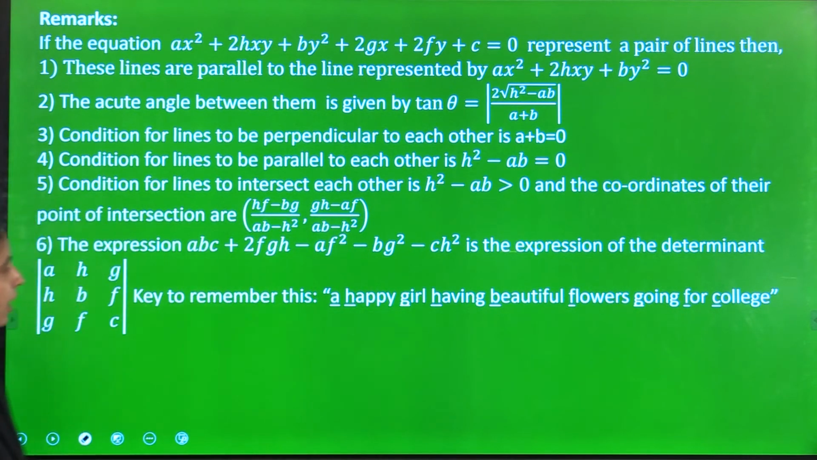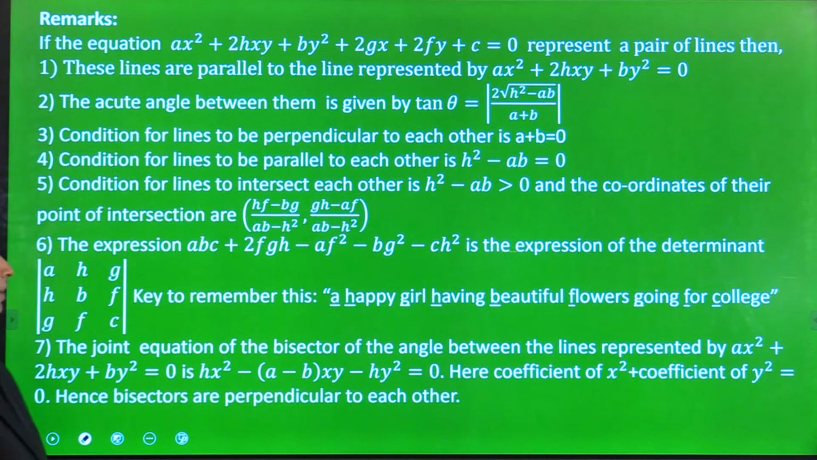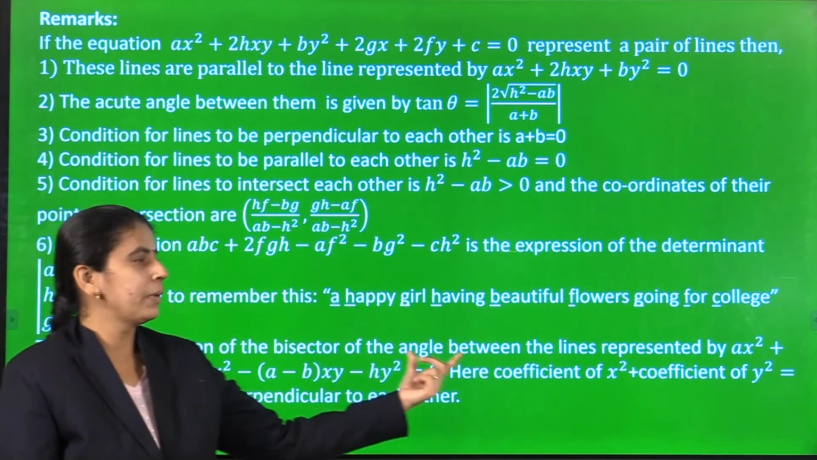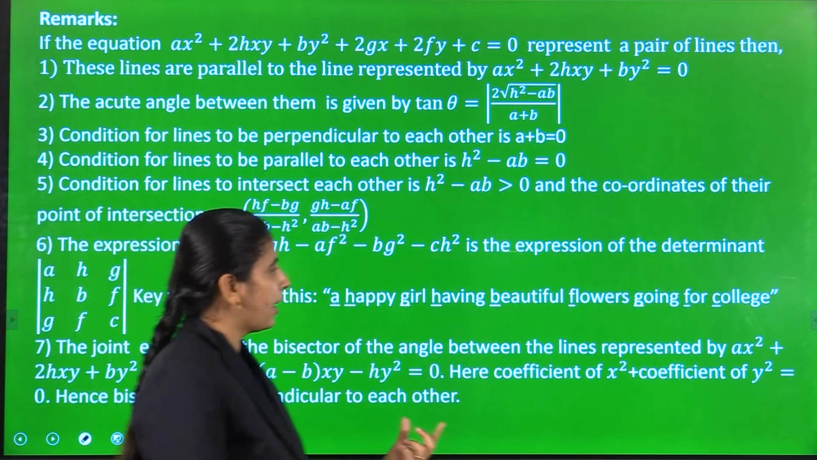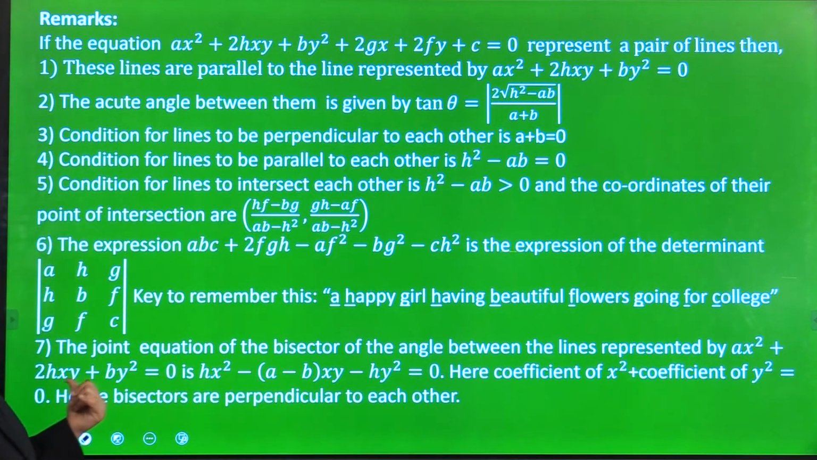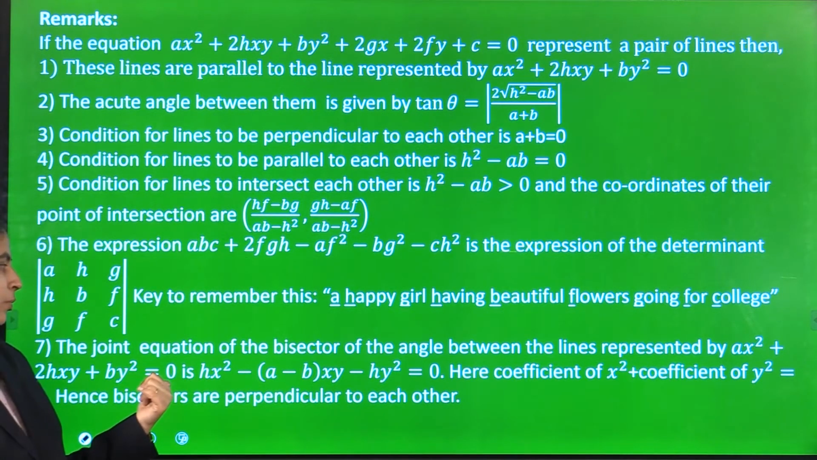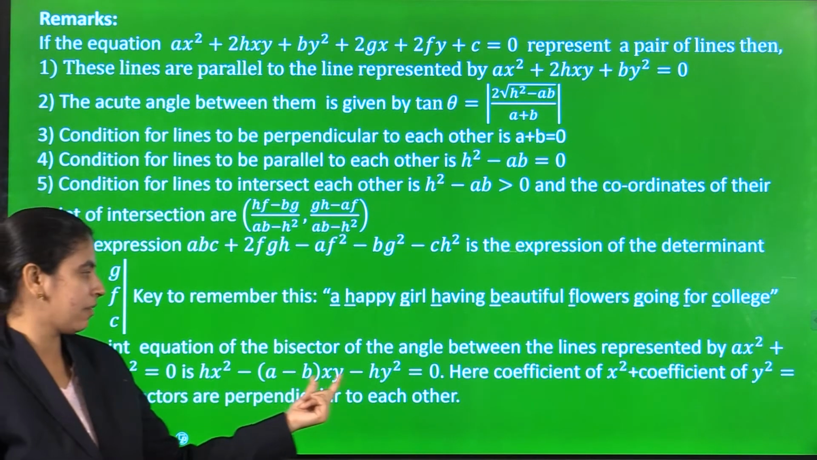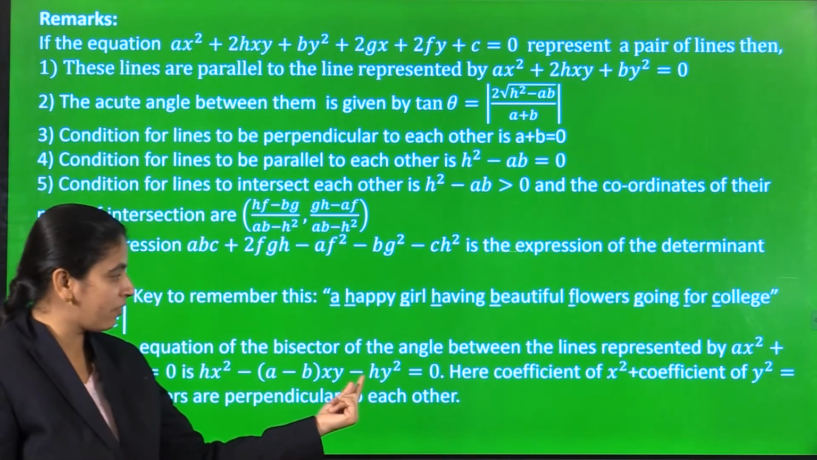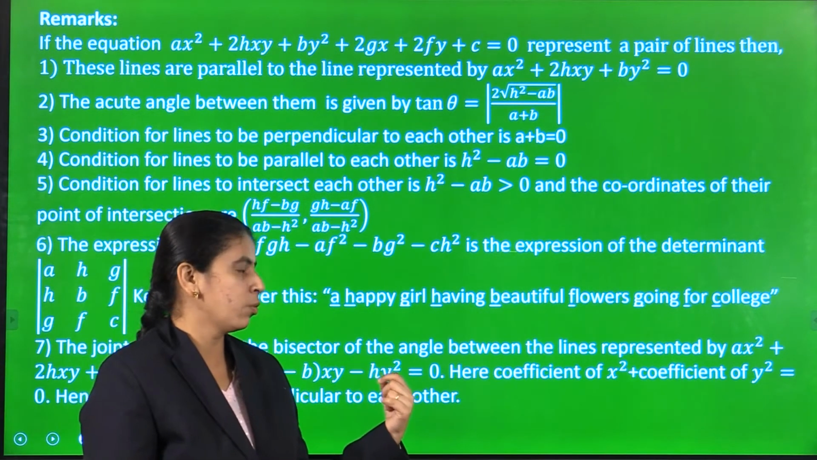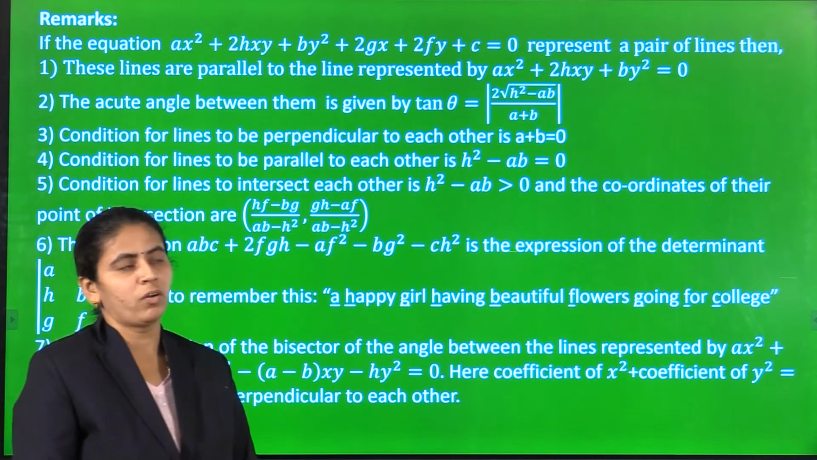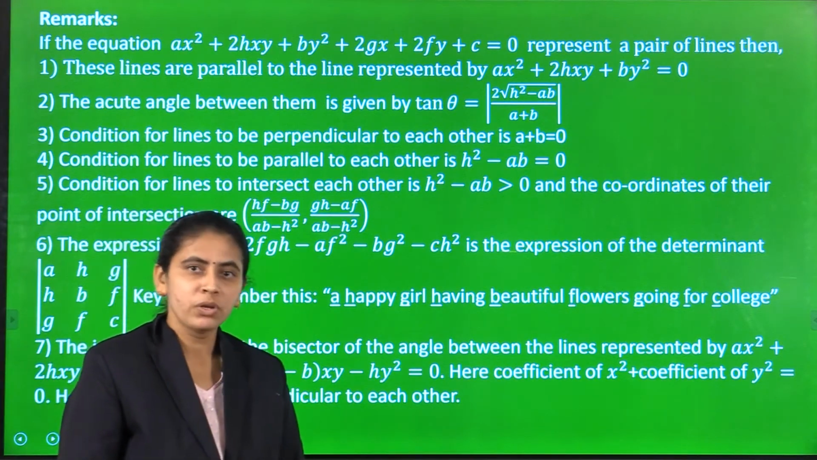Okay. And the last remark is the joint equation of the bisectors of the angles between the lines represented by ax square plus 2hxy plus by square equal to 0 is hx square minus (a minus b)xy minus hy square is equal to 0. And here the coefficient of x square plus the coefficient of y square is equal to 0.